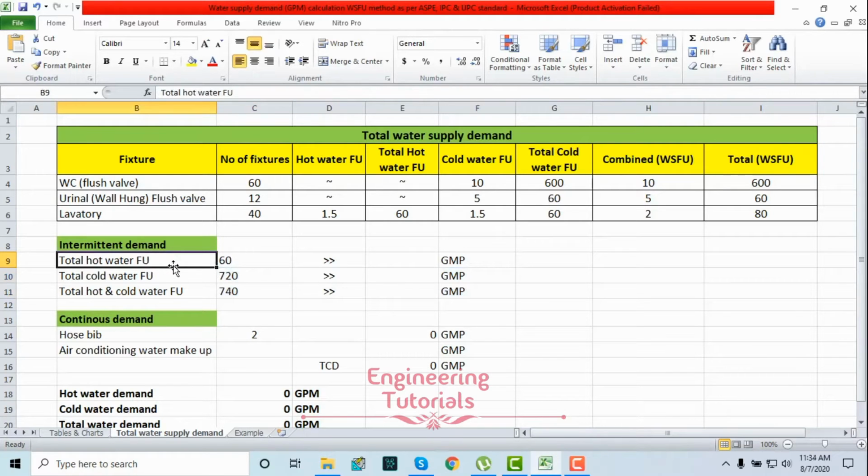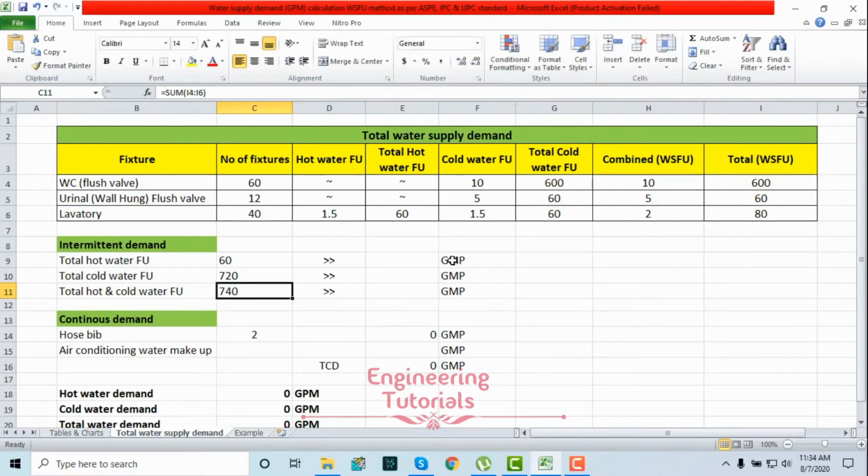Since we know that the total hot water fixture unit is 60, we write 60 in here. The total cold water fixture unit is a sum of these three, that is 720 fixture units, and the combined water supply fixture unit we have in here is 740 fixture units, which is the sum of these.